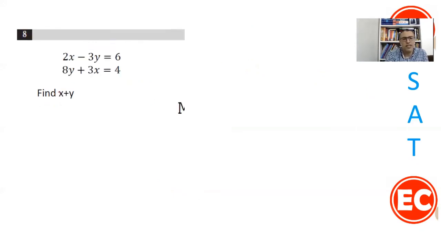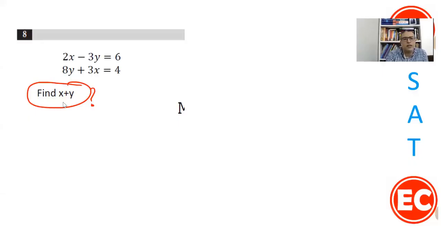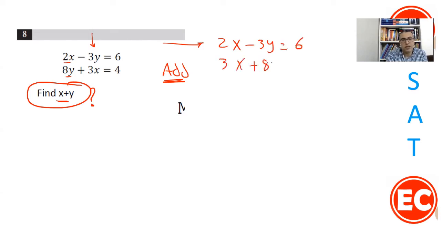Another example, he is looking for the value of x plus y from these two equations. He is looking for the value of x plus y. So you may think of solving these two equations by a different method. You may think of adding them. So 2x and 8y. Oh, notice first that we forgot to arrange. So the first step is to write it in arranged form. So 3x plus 8y is equal to 4.